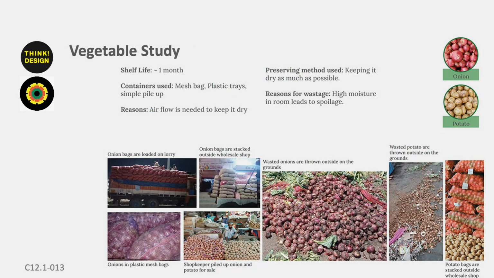If you look at the vegetable study, different vegetables were studied to see what the shelf life is, what containers are presently used, and what the probable reasons are that they go bad very fast. What preservation method is presently used, and what is the reason for wastage? These were the many factors studied for each and every vegetable, so it was quite a deep study. You can see it here.